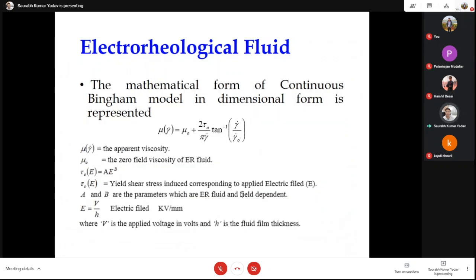So this one is the equation of electrorheological fluid. This is the mathematical form of the Bingham model in dimensionless form. It gives the relation of shear strain rate and apparent viscosity. So these are some fundamental properties. Definitely a question related to this rheology will come.